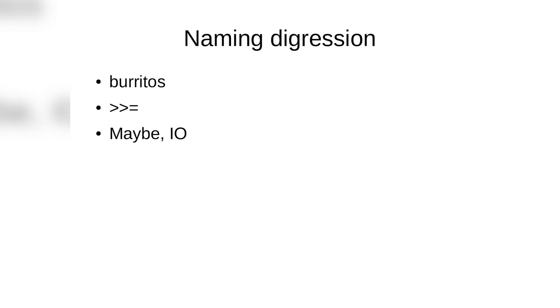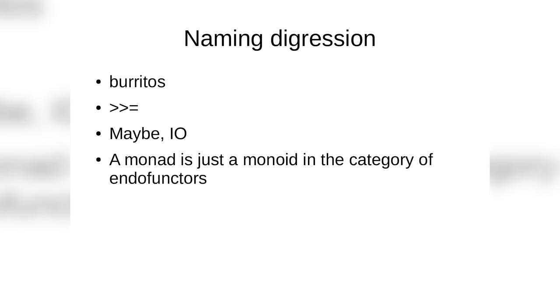The next tip is this. This is a bind operator in Haskell. Monad, exactly. This is monad. So my next tip was Maybe and IO, because these are famous monads from Haskell. And of course, the definition of monad is simple. It's just a monoid in the category of endofunctors.